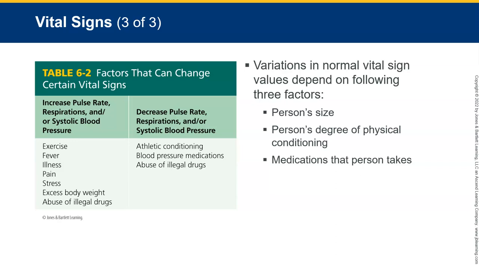So medication definitely affects things. Factors that increase vital signs: exercise, fever, illness, pain, stress, excessive body weight. All of these things typically cause someone's heart rate to be elevated. Abuse of legal drugs, obviously depending on what someone's on, but that can definitely all increase someone's pulse rate. And then factors that decrease the vital signs: athletic conditioning, I just mentioned that, blood pressure meds, abuse of illegal drugs. So you take a whole bunch of meth, you're going to be wound up, right? You're going to be wound pretty tight.